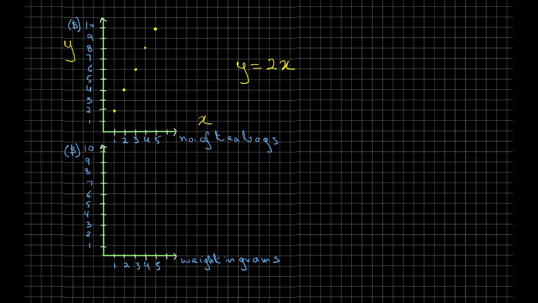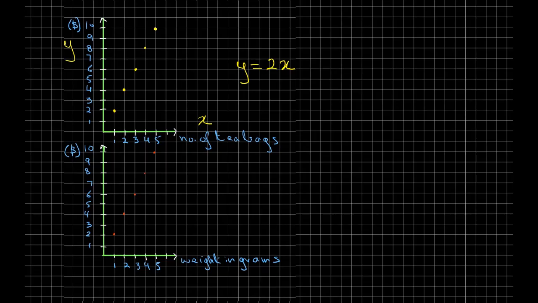But remember, here in the lower graph, the weight in grams can be anything. Number of tea bags is discrete, so you can either have 1 tea bag or 2 tea bags. Here, the weight in grams can be anything. Let's just start out with something simple. When you have 1 gram of tea leaves, you have to pay $2. For 2 grams, you have to pay $4. For 3 grams, you have to pay $6. For 4 grams, you have to pay $8, and for 5 grams, you have to pay $10.